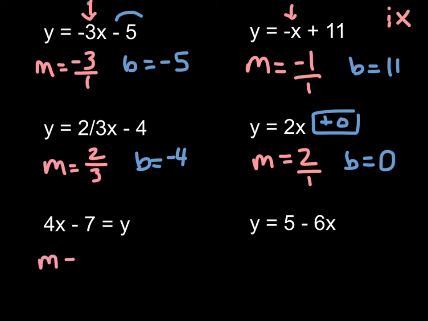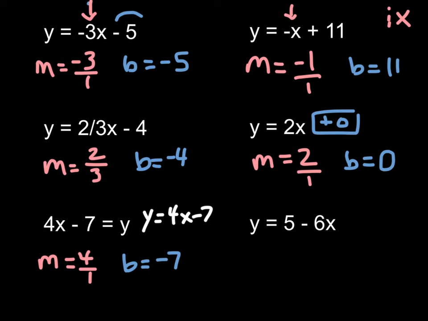Down here, this one's written a little bit differently. Notice that the y is over here, but you can either rewrite it or just leave it as it is and find your slope and your y-intercept. So if I wanted to rewrite this as y equals 4x minus 7, just switching the order in which these are written around the equal sign, I can do so. So the slope is 4, or 4 over 1, and the y-intercept is negative 7.